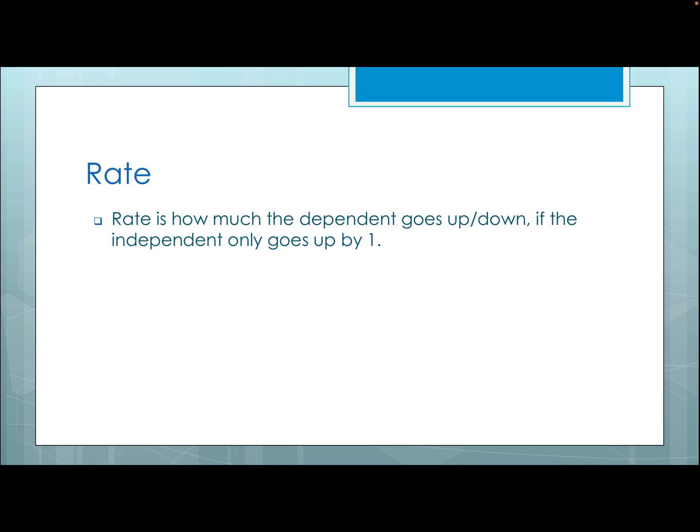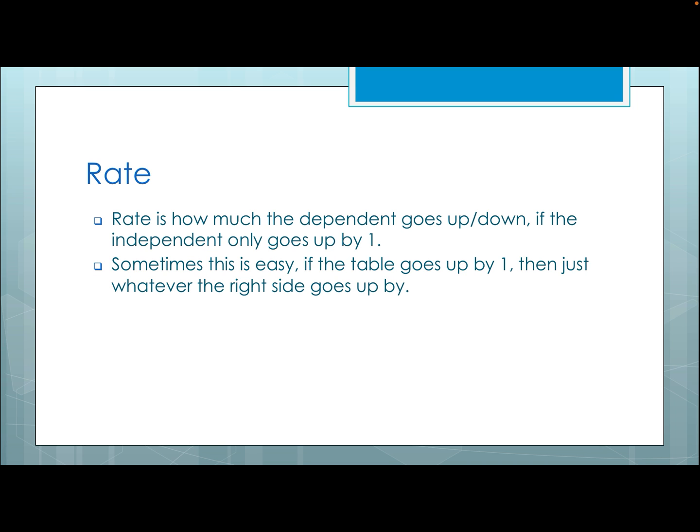And I'm going to be brutally honest, rate is a word which comes up so often, and you've already figured out what it is. You've already used it. It is just literally what is happening with the first differences when you divide them. When you divide the first differences, that is the rate, because effectively it's what's happening when one thing happens. So rate is how much the dependent variable goes up or down if the independent variable only goes up by 1. Sometimes it's easy. If the table goes up by 1, then whatever the right-hand side goes up by is really easy.